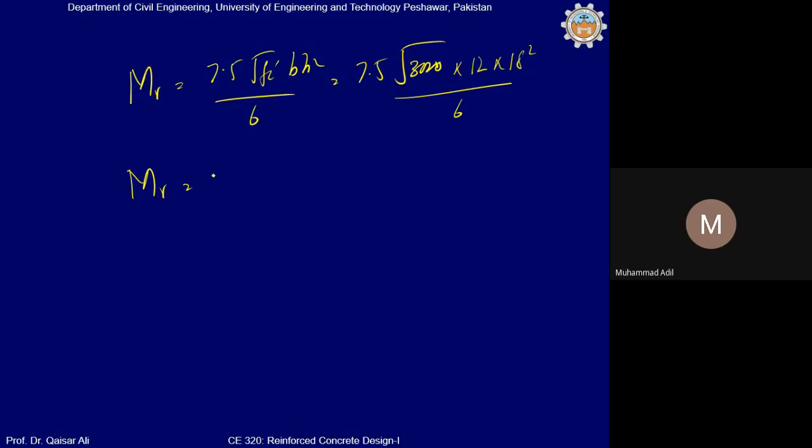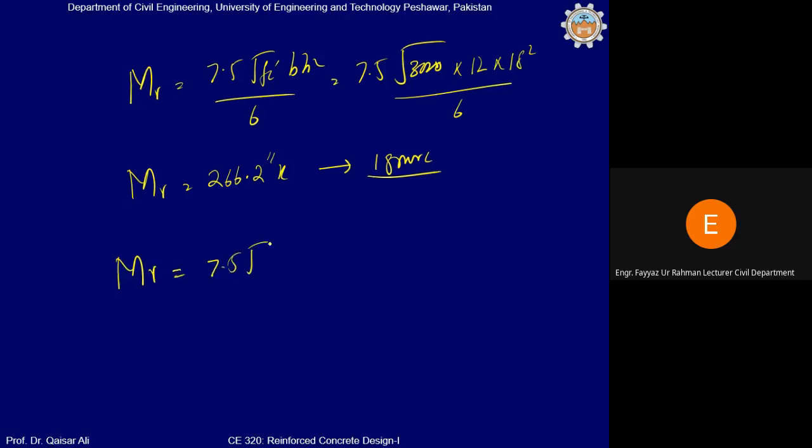$266.19 K-inch, 266.2 K-inch almost. Clear? And now this is when we ignore the contribution of steel at this stage. Now, if we consider the effect of steel, then it will be equal to 7.5 root Fc prime b h square divided by 6 plus As into Fs multiplied by d minus h by 6.